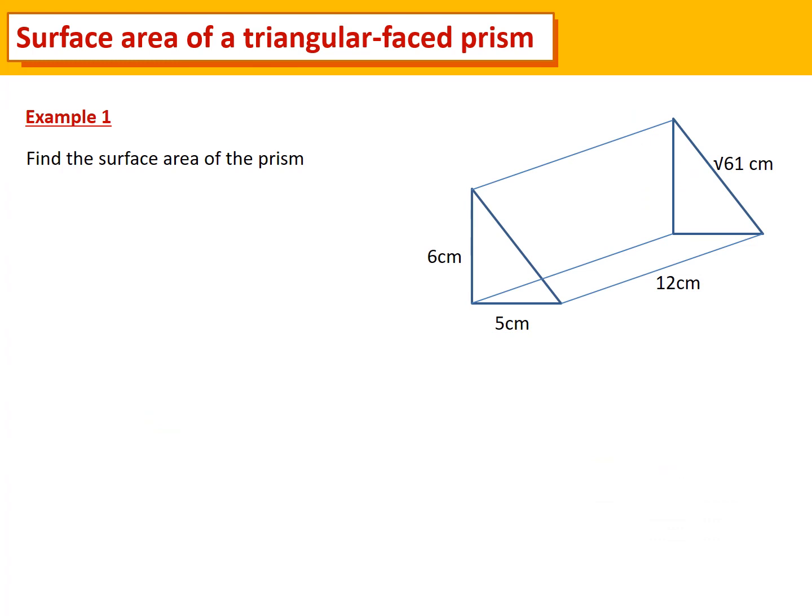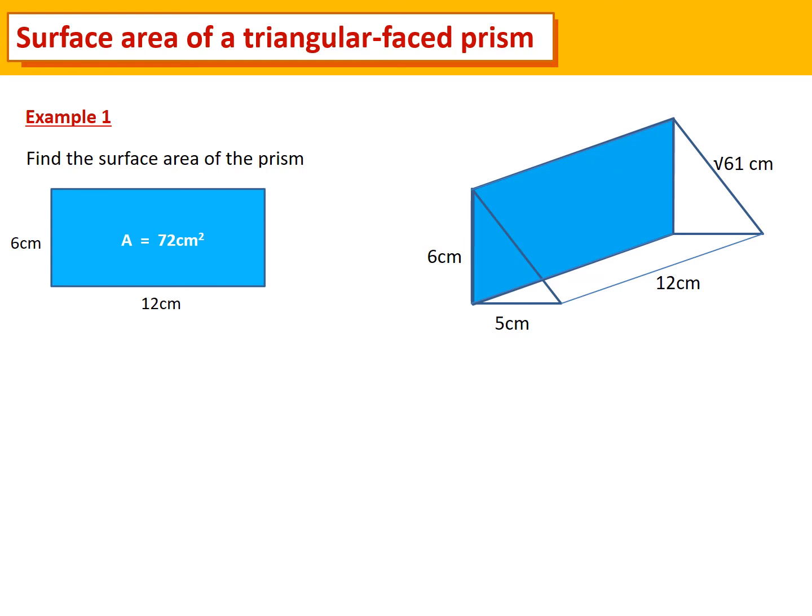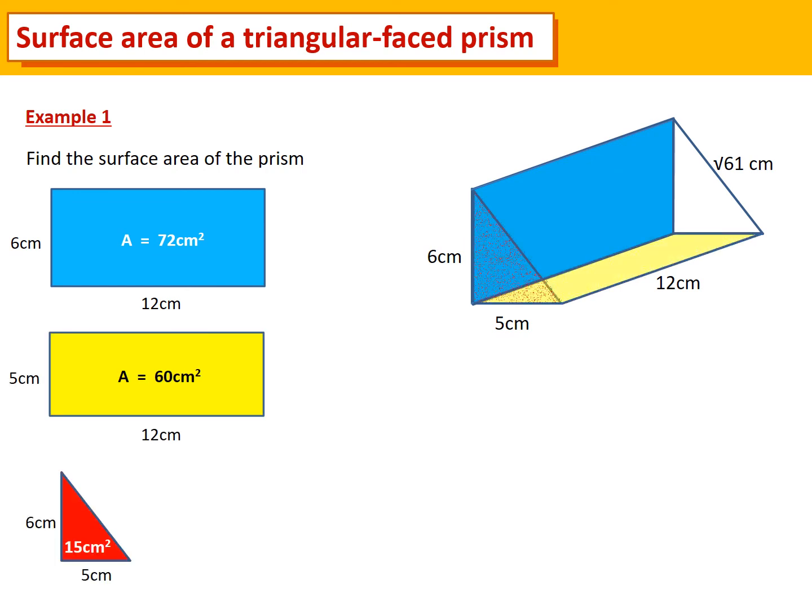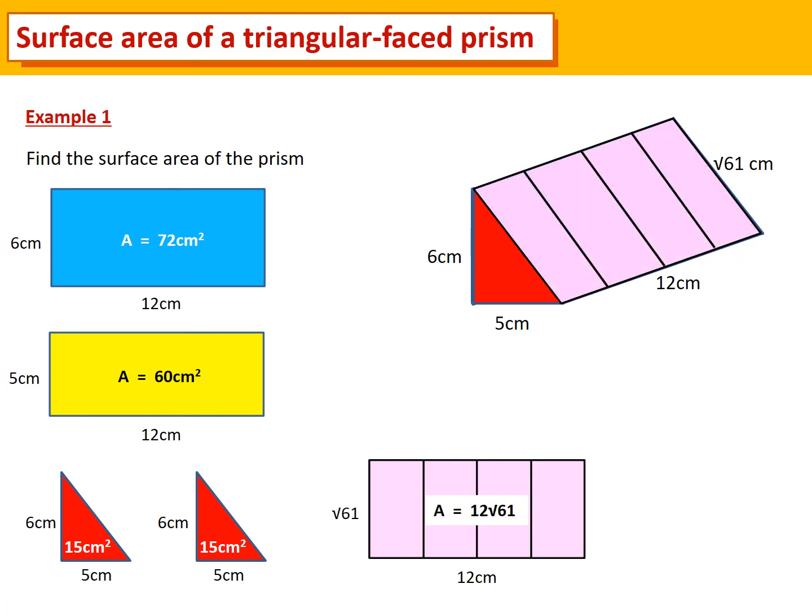All that's left to do is to put all those areas together, the side, the base, two triangles, and the sloping side, giving a total area of 256 square centimeters when rounded off to three significant figures.